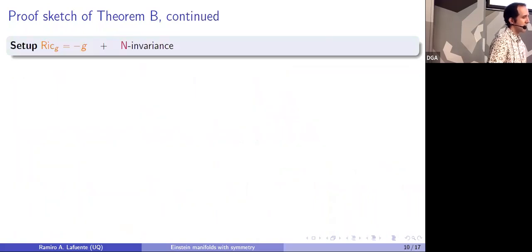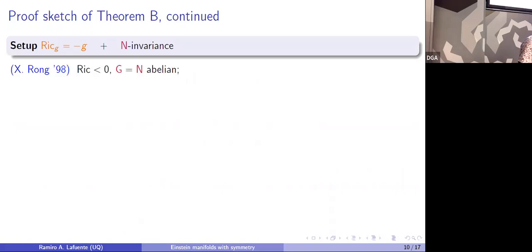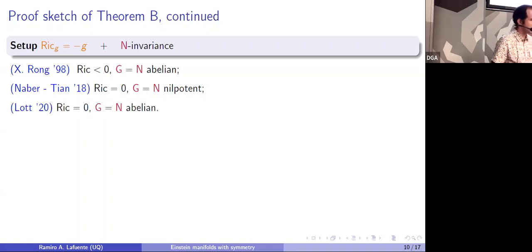Yeah, this is a bit technical, but it is what it is. Let me mention that people have looked at the Einstein equation, or in general Ricci curvature, under this symmetry, where the symmetry has a compact quotient. In particular, there's a paper by Xiaochun Rong in Duke in '98, where he deals with the Ricci negative case, in the case where the group is abelian. And then there's a more recent paper by Nabonnand and Tian, where they look at the Ricci flat case for nilpotent symmetry. There's also a very important paper by John Lott on the Ricci flat case where G is abelian.